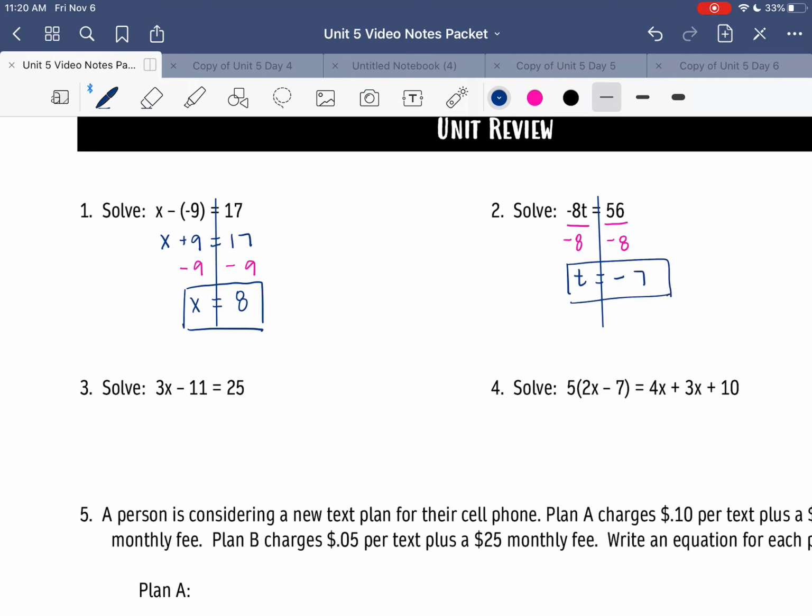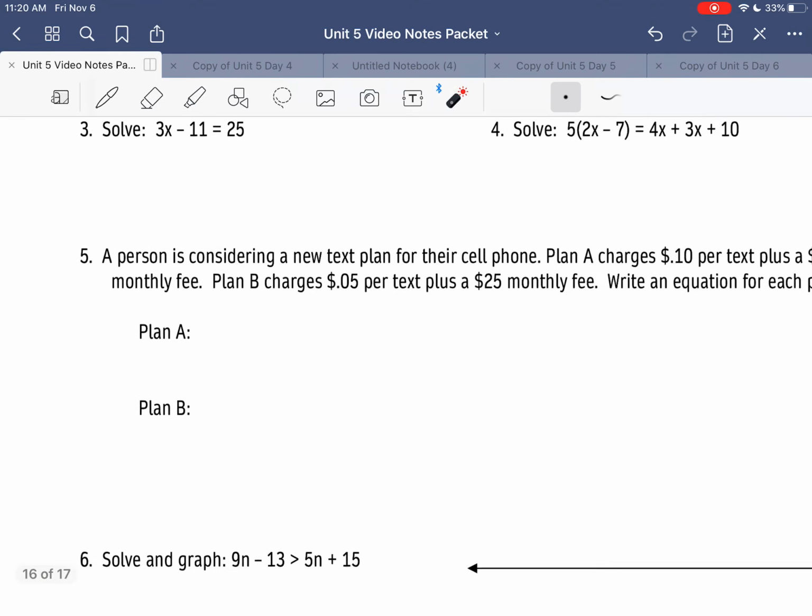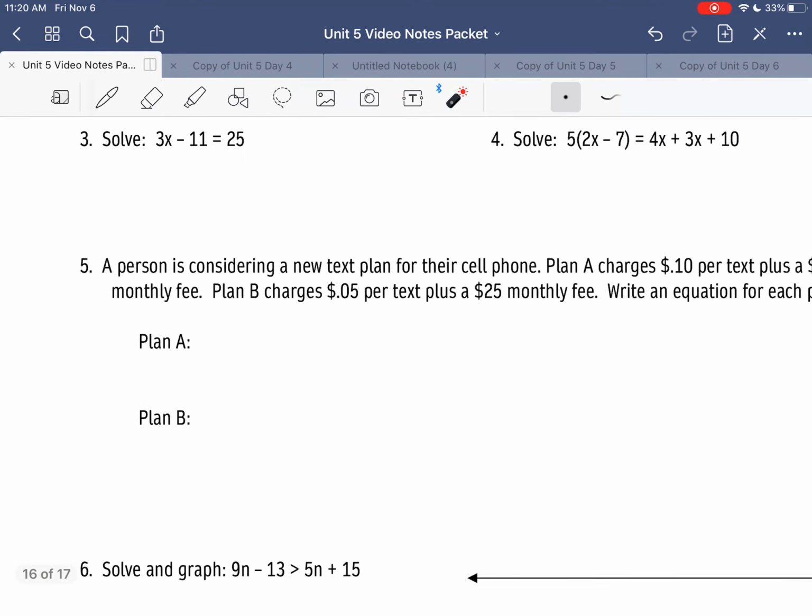T equals negative 7. And again, I can imagine substituting that back in for t. So I could read that as negative 8 times negative 7 would be positive 56, and that is true. So those were 2 one-step equations for you. We've got some that are a little bit more complicated here.